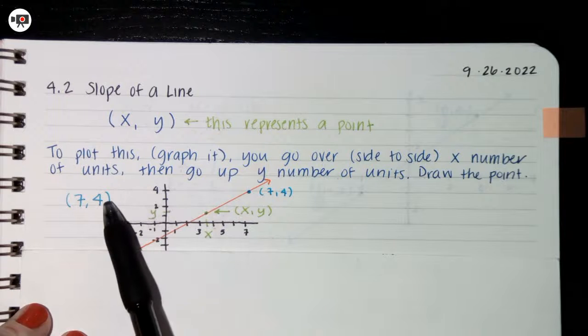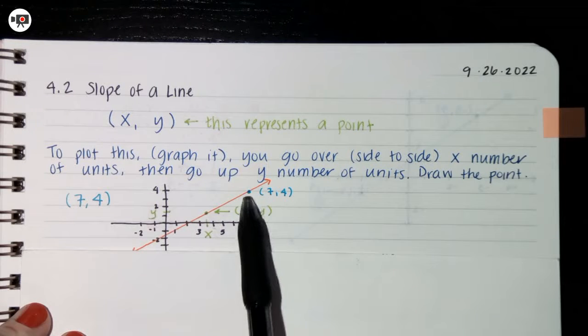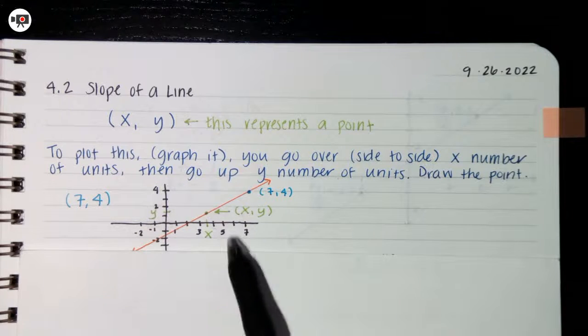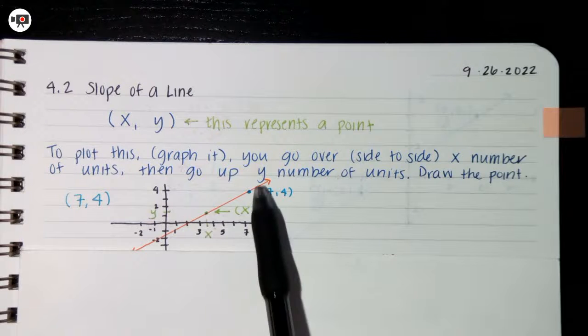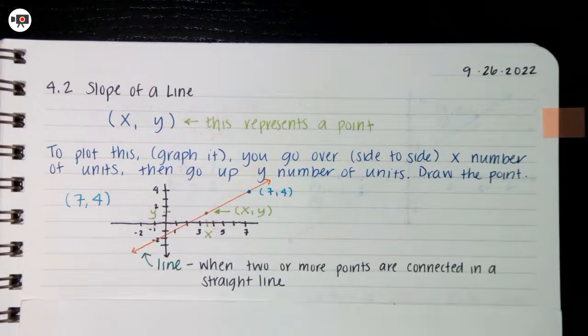So if I plot the point 7, 4, I go over to 7, then up to 4, and put the dot. Here, if I choose some other point, x, y, and I connect them with a line, I would have a graph that looks like this. So a line is when we have two or more points connected and they make a straight line.